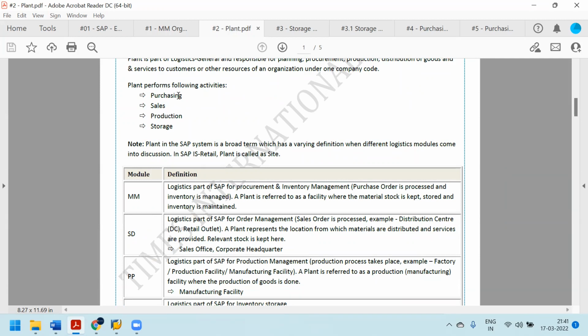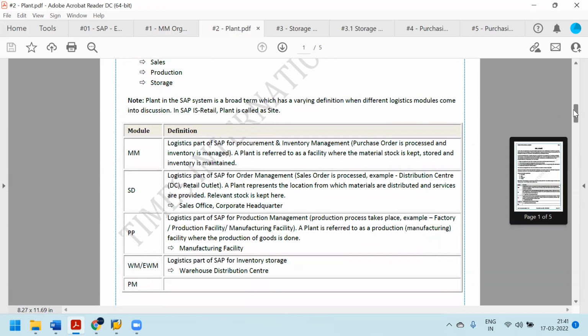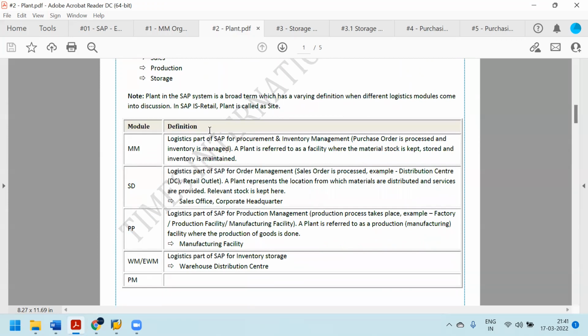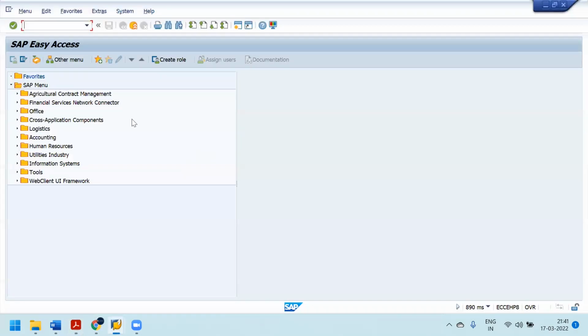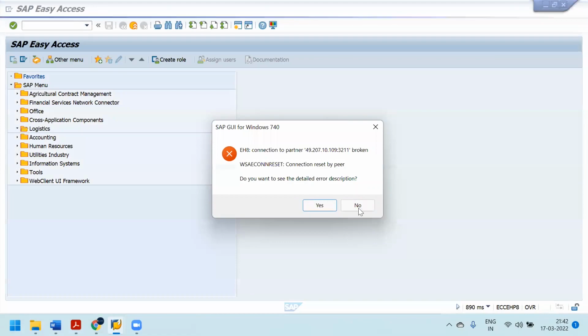So purchasing is done by the purchasing department, sales by the sales department, production by the production department, and storage, meaning warehouse management. These activities are carried out at plant level. If you look at the definition of plant from different module points of view, plant in the SAP system is a broad term which has a varying definition when different logistics modules come into discussion. When we say logistics module, within the logistics, these are the modules, right?